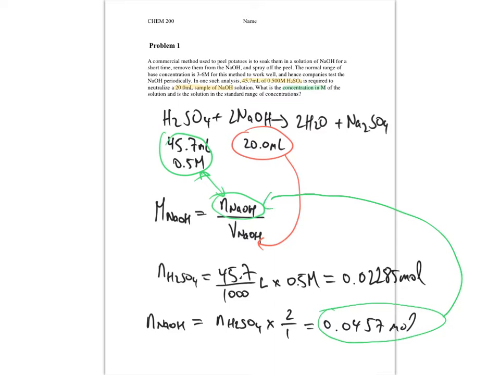So pretty much my molarity is equal to 0.0457 mole divided by 0.020 liters. And if you calculate this, this should give you 2.285 molar, which is the answer to the question.